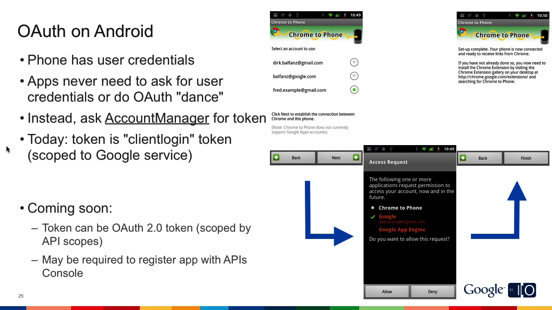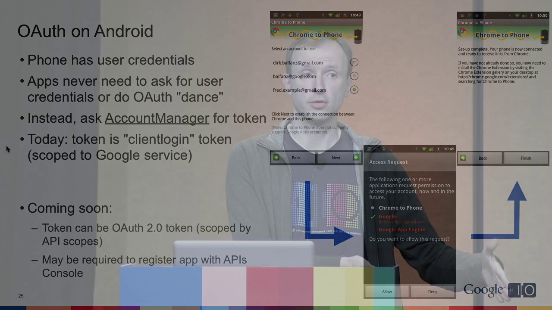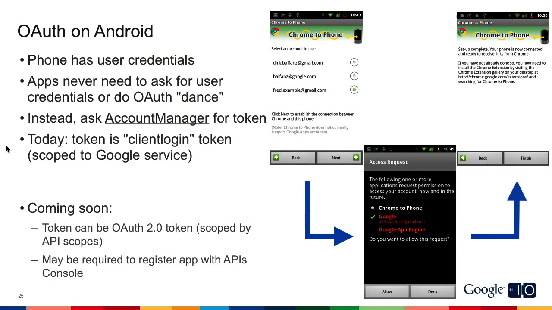Having said that, we are working on OAuth 2 support on Android, where the application can say, hey, OS, I would like not a client login token, but an OAuth token, and then the OS provides it, just like it does today with client login tokens. The screenshot on the slide is for the client login version of what this looks like. It typically happens like this. The application calls the account manager, which is part of the OS, and says, give me a list of all the Google accounts that are provisioned on the phone. Then the account manager returns the list, and the app displays that list for the user to choose which account they would like to use at this point in time.